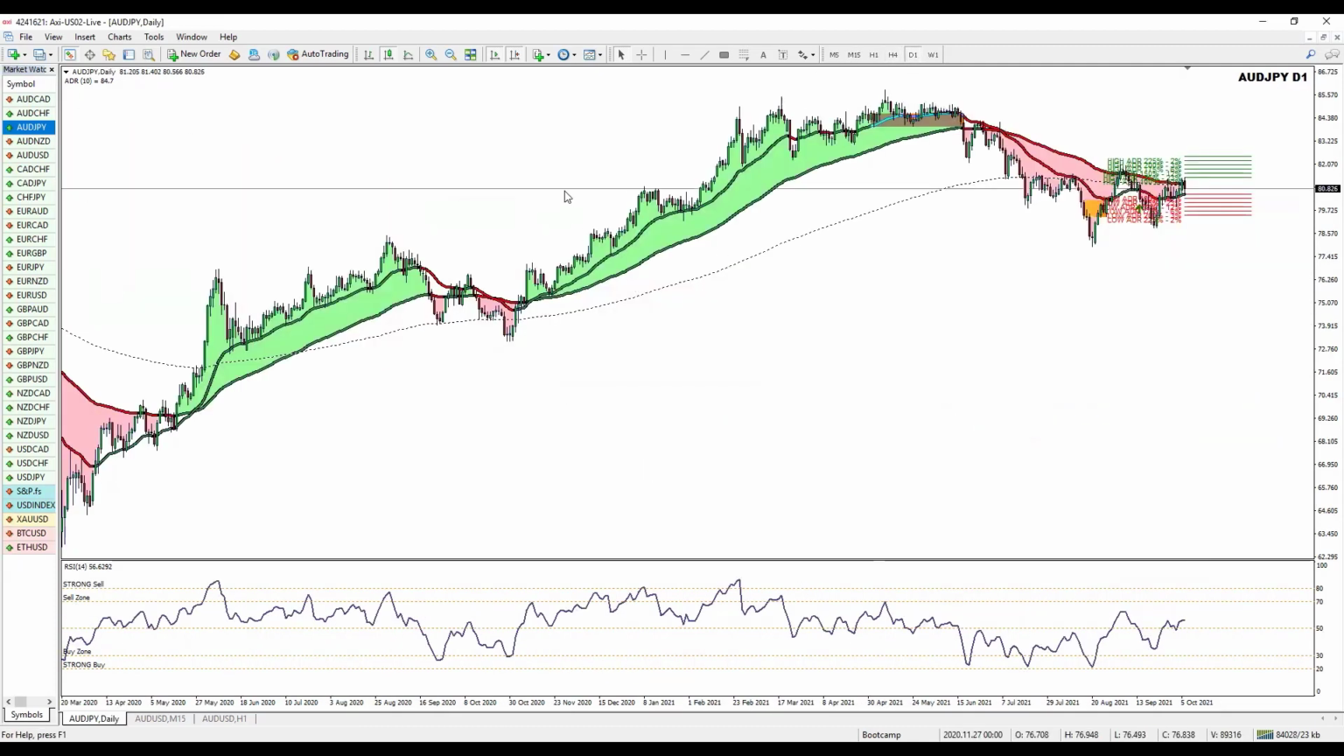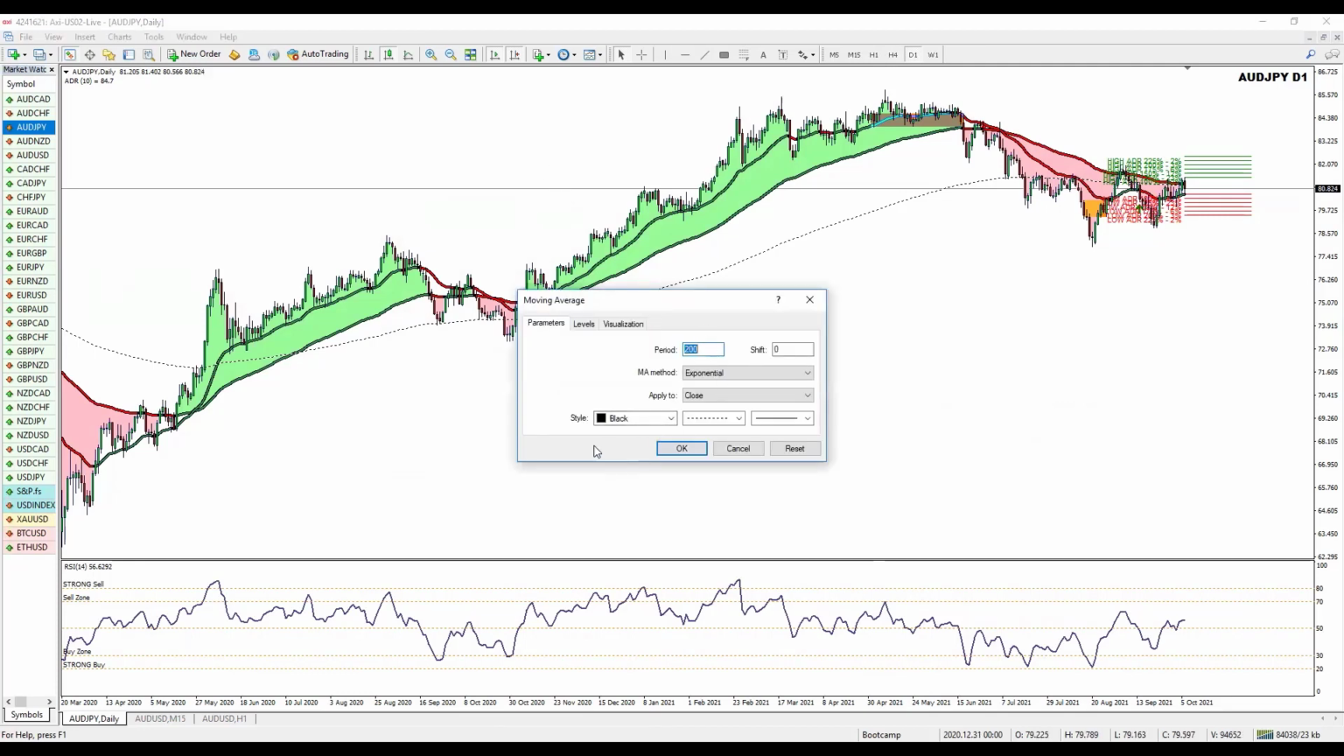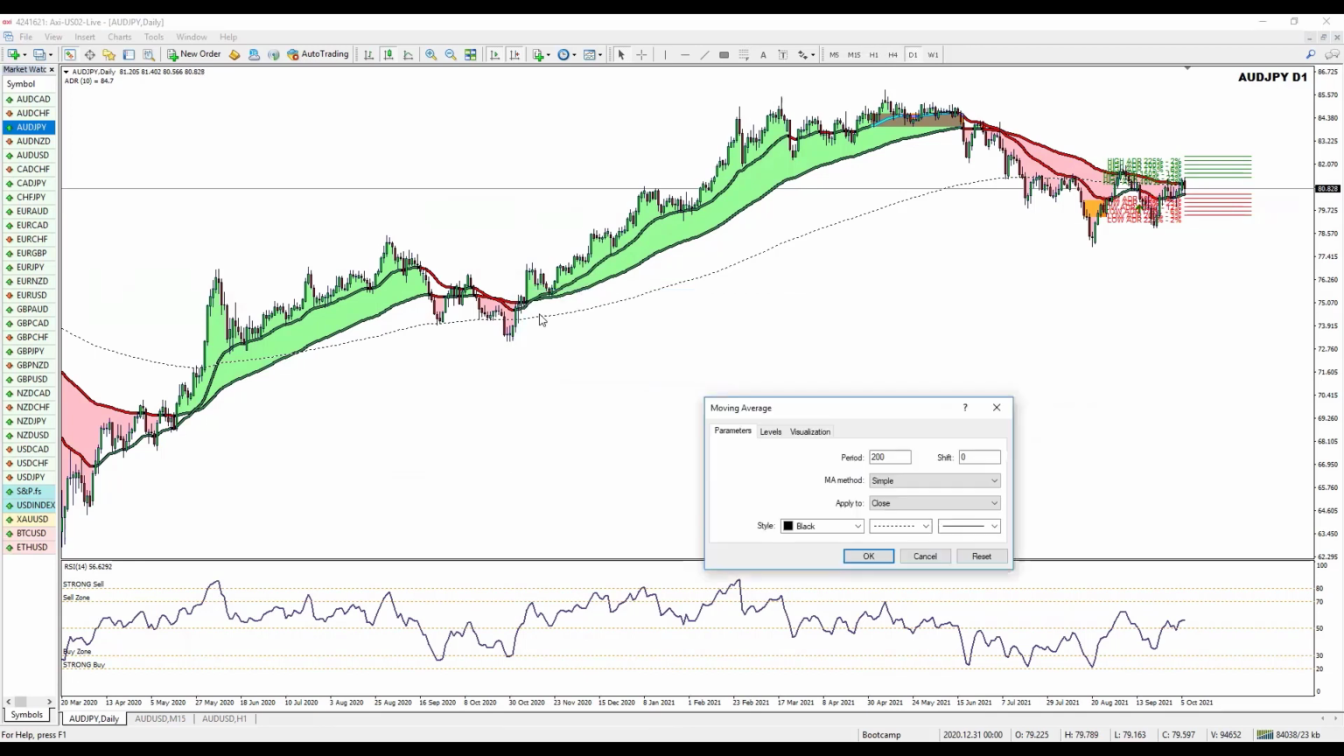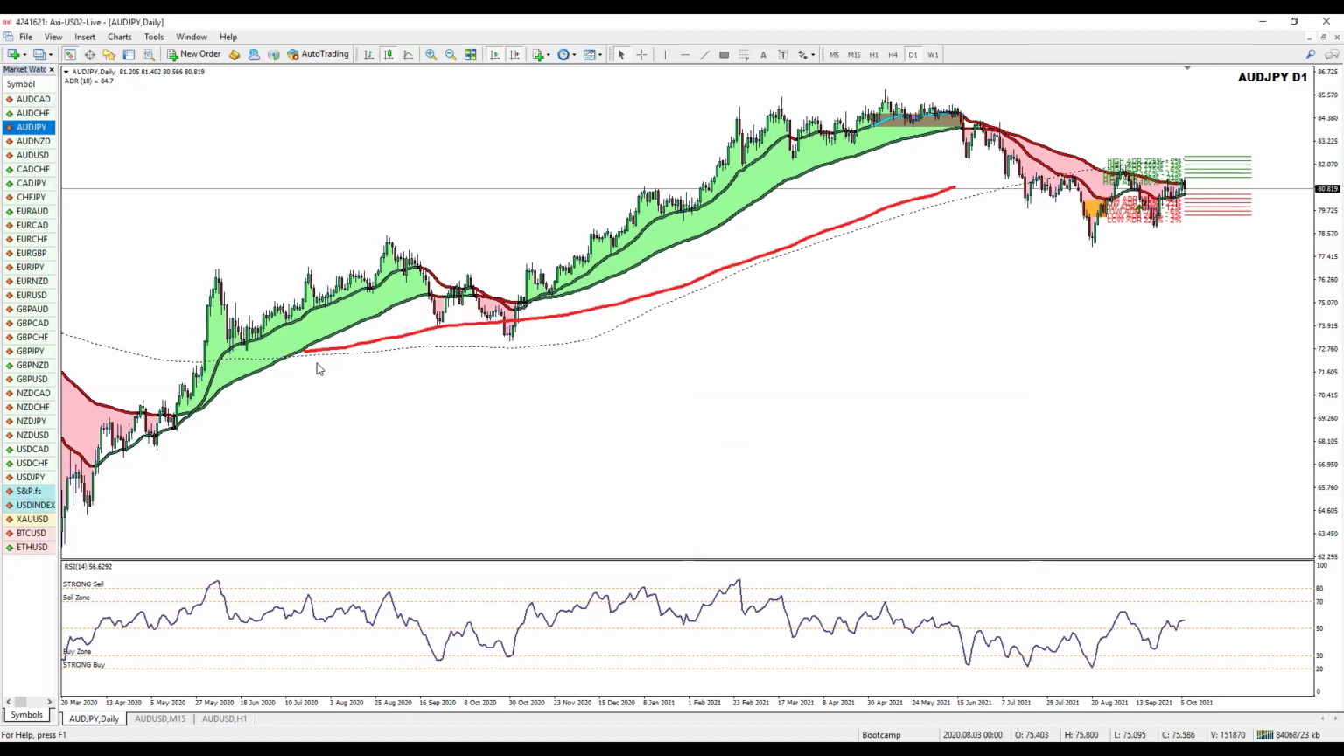For the 200 MA, is it simple or exponential? Exponential. So I use all exponential moving averages. Again, you can, if you want to, use a simple. So you see where that's plotted? I'll draw it on for you. So that is the EMA, very rough. That is the simple.